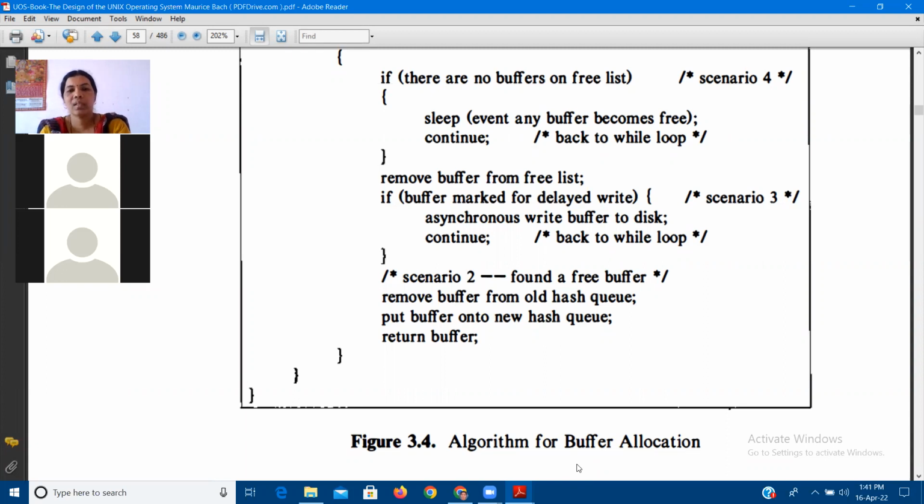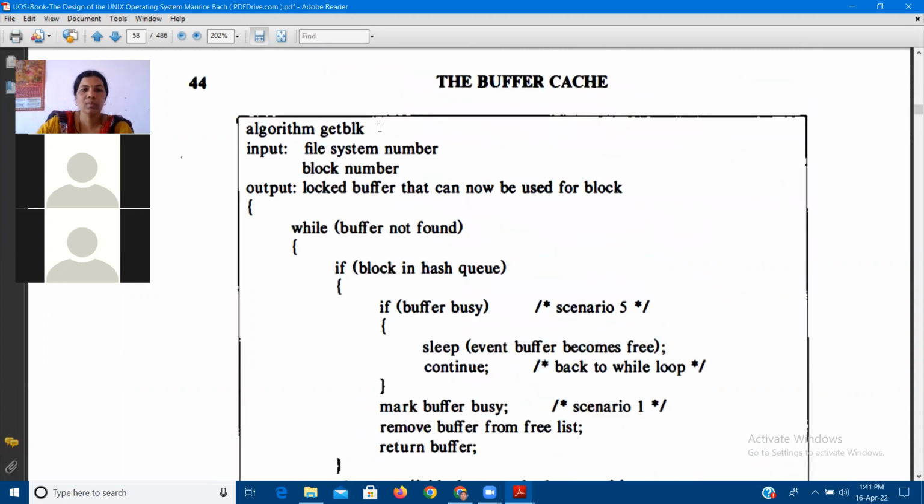So what we discussed in scenarios: in scenarios for retrieval of a buffer, whenever any reader or writer wants a buffer from the buffer cache, the reader process or writer process requests one of the free buffers from the buffer cache. And what does the kernel do? The kernel follows one of the 5 scenarios. It gets one of the free buffers and gives that buffer to the reader or writer. And that is given over here. So if you look at this algorithm, the name of the algorithm is getblk. Input will be the file system number and block number.